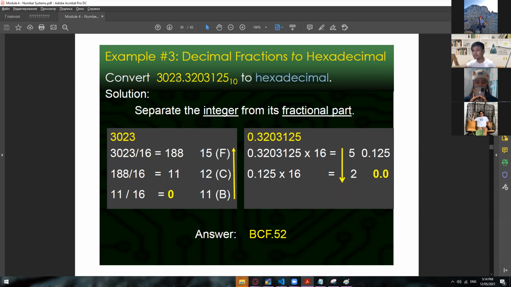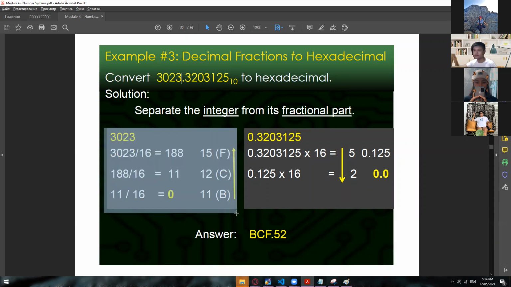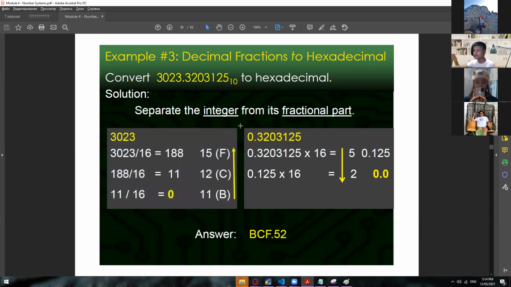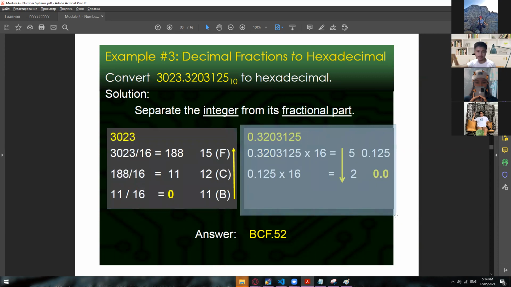So of course in integer, we have our own solution. So yeah, you can actually separate those two. You can have two solutions. One for the whole number and then another one for the fraction part.